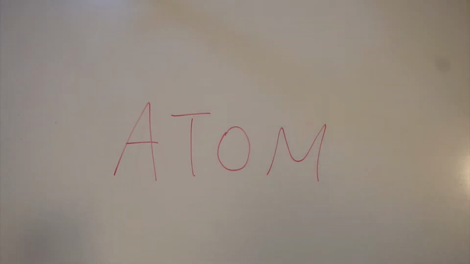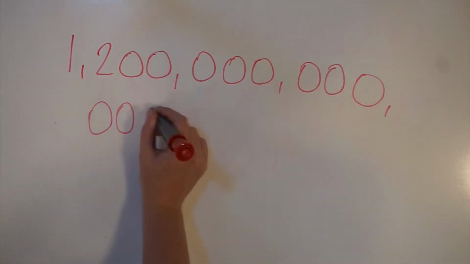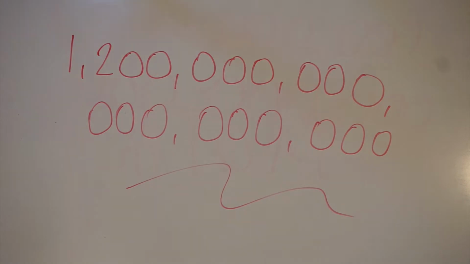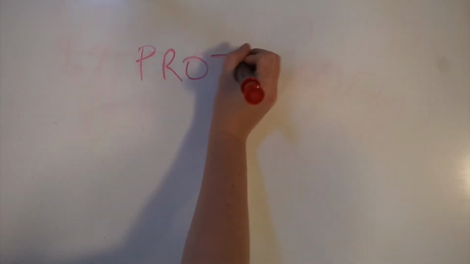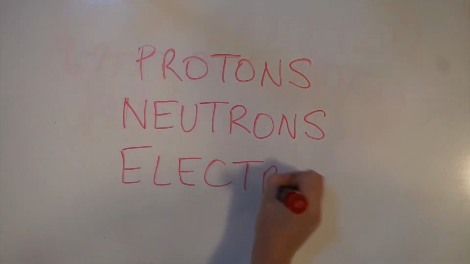Everything is made up of atoms. They are so small that there are around 1.2 quintillion atoms in a single grain of salt. Atoms are made up of little bits. They are protons, neutrons, and electrons.